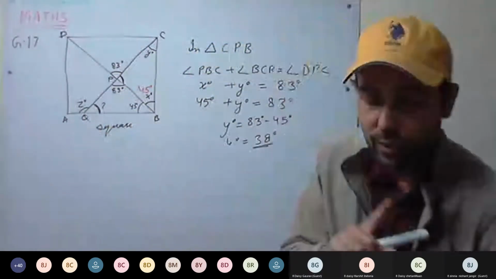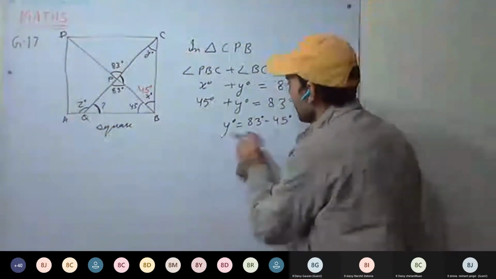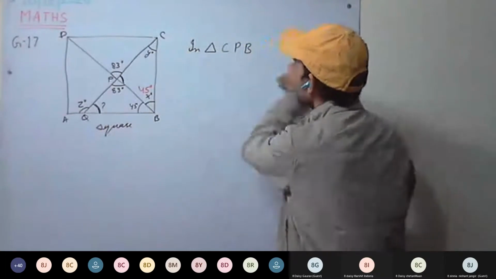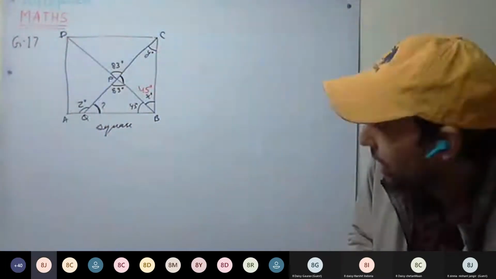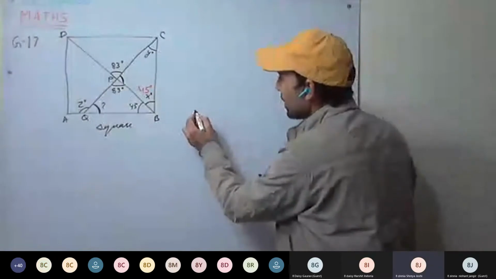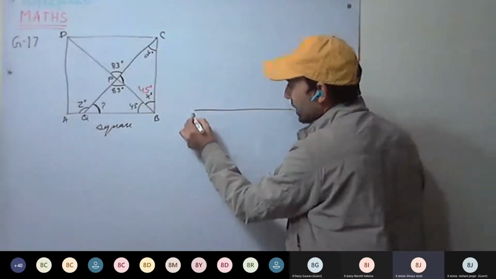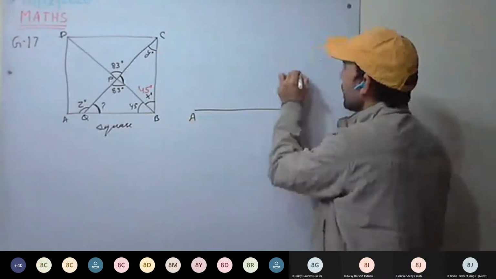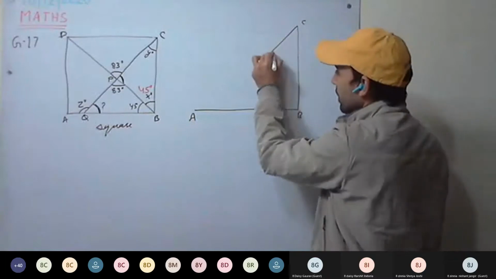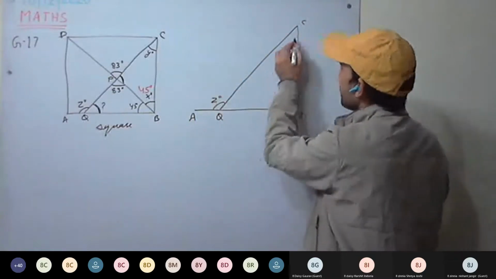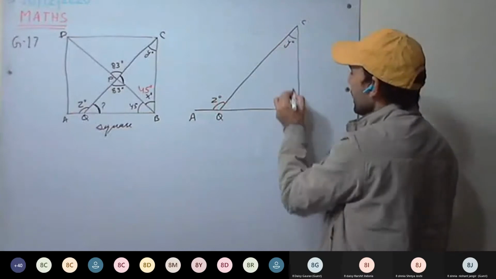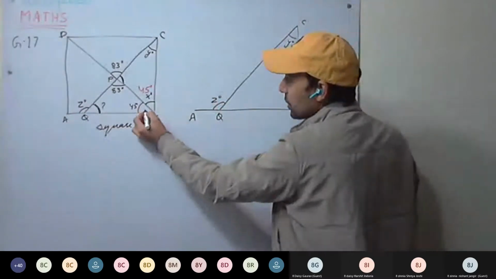This is fine. There is one more way as well. Now see here, I draw the figure. You can see that. There is one more easy way. See here, A, B, C, Q. This is Z degree. This is Y degree. This is 90 degree. Can you see this one?